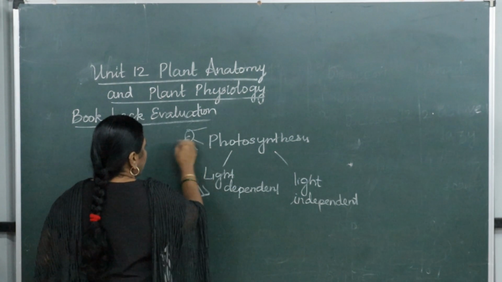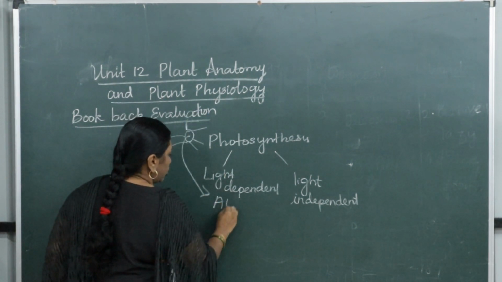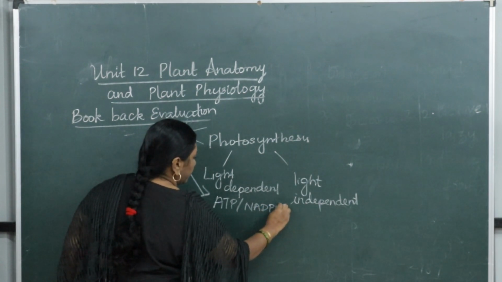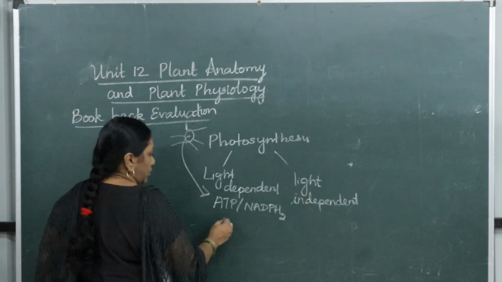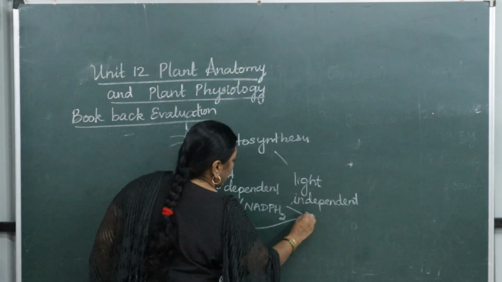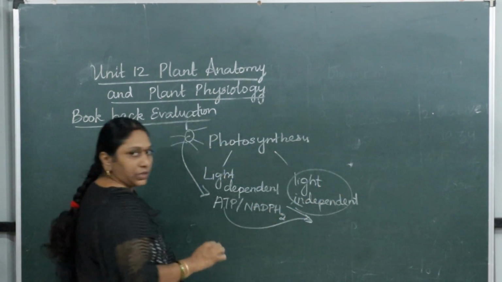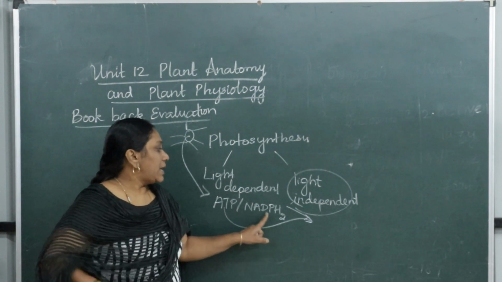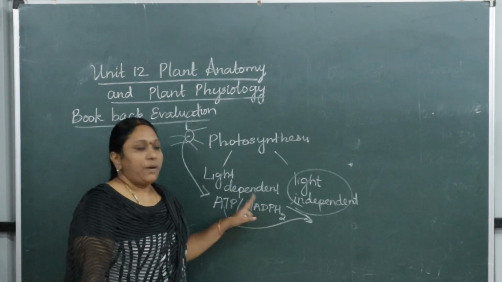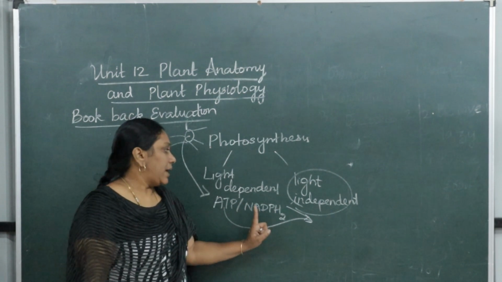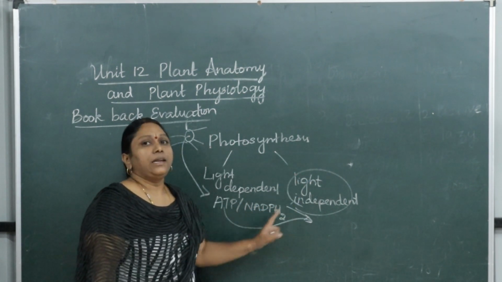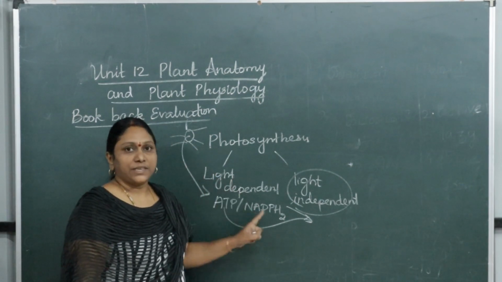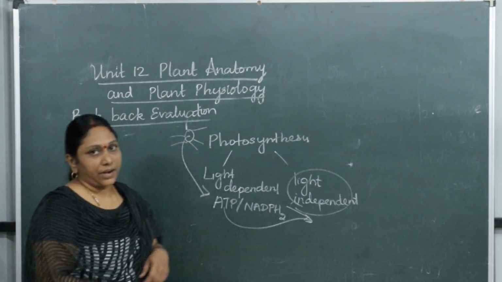Solar energy is trapped and that is converted into chemical energy as ATP and NADPH2. The light independent reaction will happen using these two. So only if the light dependent reaction happens first and ATP and NADPH2 are formed, then the light independent reaction can take place using this ATP and NADPH2. That is why light dependent reaction will take place first, followed by light independent reaction.